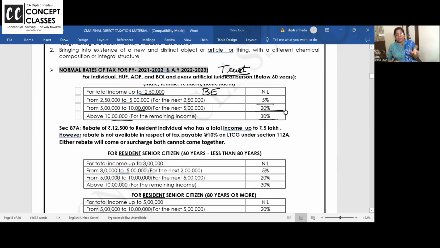Now also they are there, but now we have a choice. Either we can go for new slab rates or these ones, which are the regular and old ones. So these are regular ones: up to 2,50,000 nil, 2,50,000 to 5 lakh 5%, 5 lakh to 10 lakh, on the next 5 lakh 20%, above 10 lakh it is 30%.